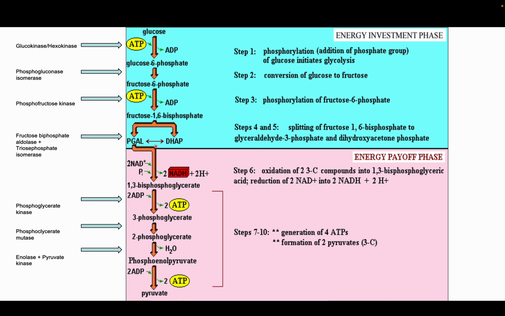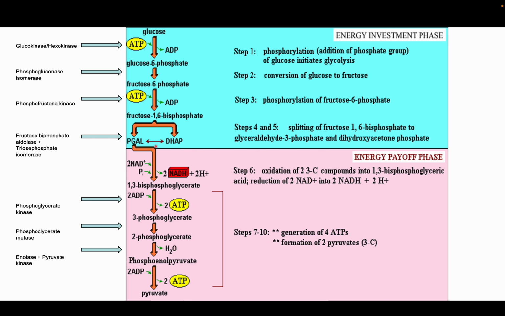So after the action of fructose bisphosphate aldolase breaking down the fructose 1,6 bisphosphate into two molecules, another enzyme comes into play, which is triose phosphate isomerase. So this enzyme ensures that dihydroxyacetone phosphate is converted to PGAL. So you will have multiple molecules of glyceraldehyde 3-phosphate at the end of the energy investment phase. Okay? Then we enter the energy payoff phase.